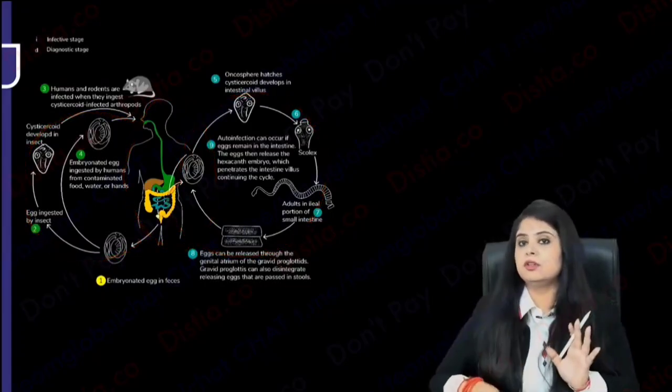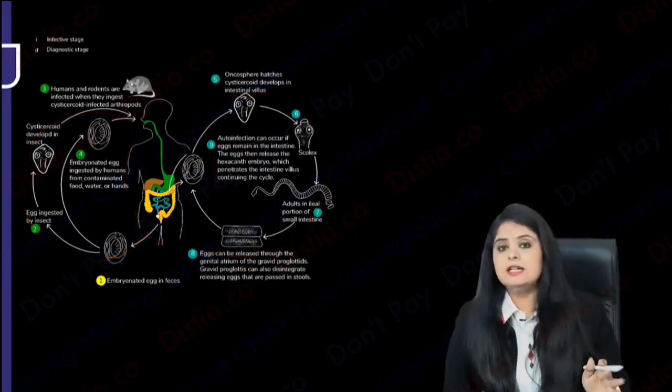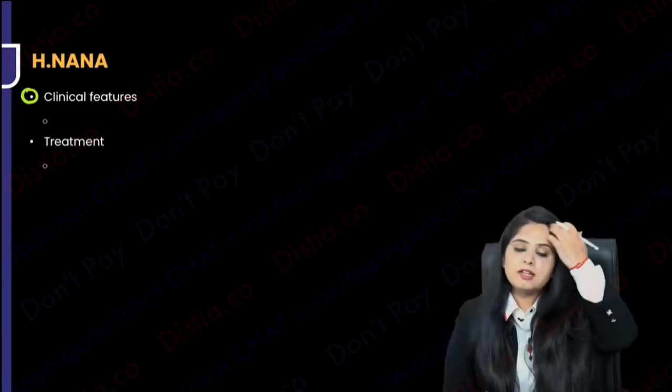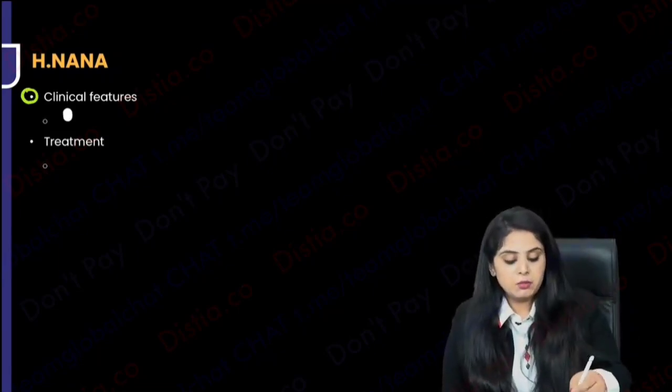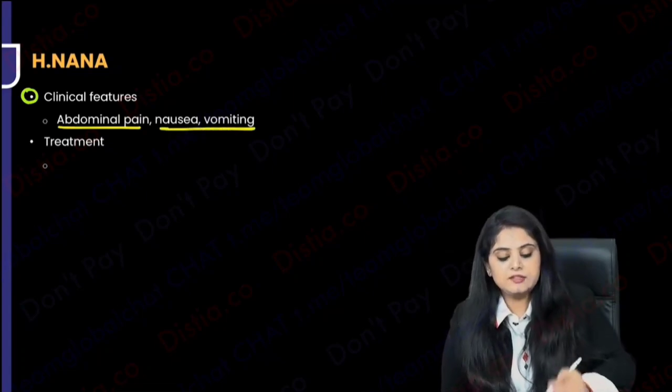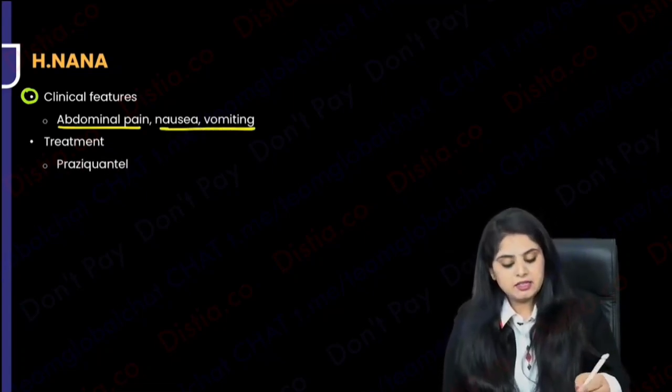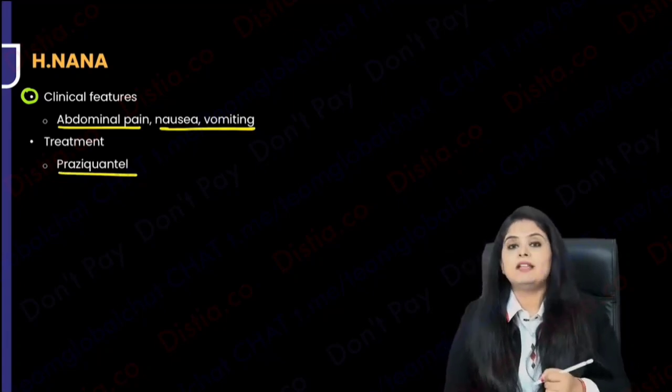Human is going to be the definitive host of H. nana, and that is its life cycle. Okay, so now moving forward, what are the clinical features? Because I've understood it's an intestinal problem, but what are the clinical features? Like any other intestinal problem: abdominal pain, nausea, vomiting, maybe diarrhea. And like any other condition, the treatment is going to be with praziquantel. So nothing problematic over there.